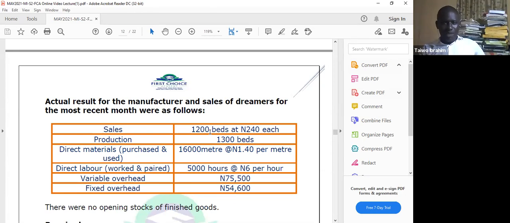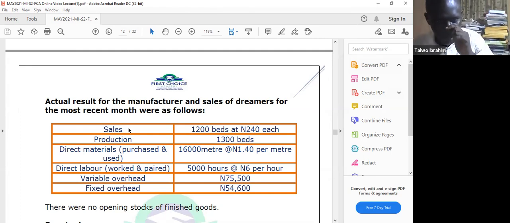So please note it. The material they purchased and used is 16,000 meters at 1 naira 40 kobo per meter. That's material purchase and use. The direct labor worked and paid is 5,000 hours, and the rate of payment is 6 naira per hour.